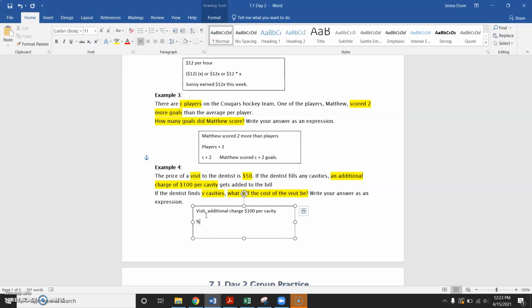We know the visit is a flat rate of $50. So everybody that goes is going to have to pay $50. $100 per cavity, and cavity was a V. We had V cavities, okay? Per is actually going to tell us to multiply. So 100 times V, or 100V, up to you. And the thing we have to be careful of is that this is one charge, and then this is an additional charge. Additional means we're going to add it on. This is an add-on, an additional charge, okay?